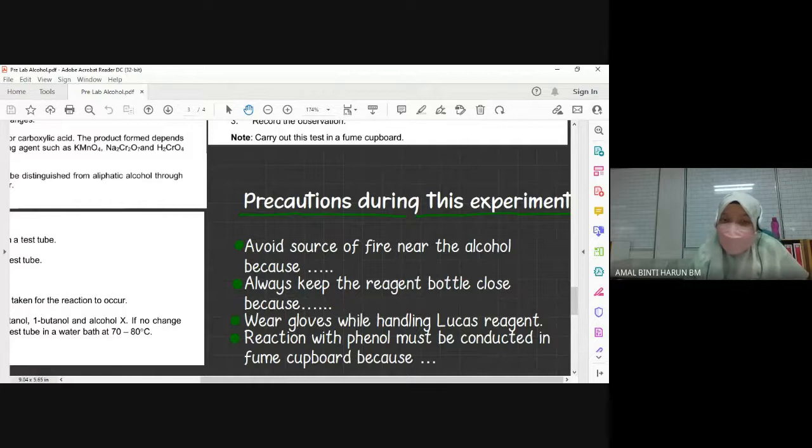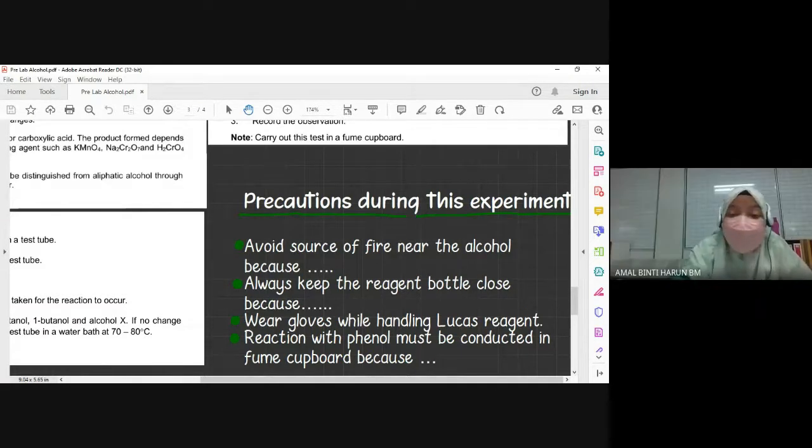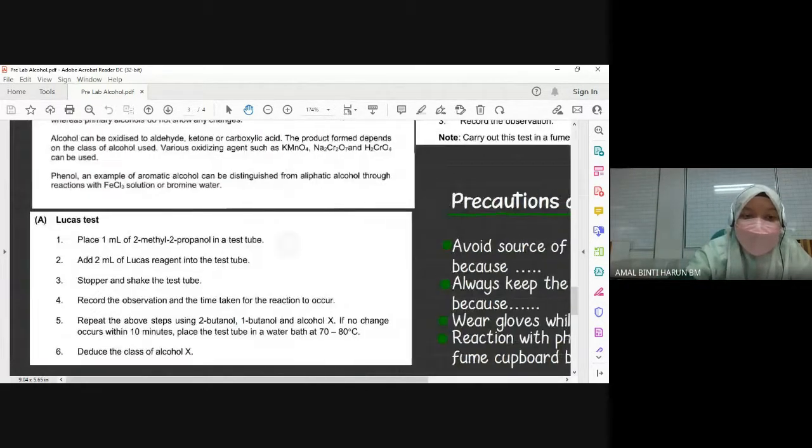Okay, number two, always keep the reagent bottle closed. Why is it? Why we need to keep the reagent bottle closed? Alcohol is easily evaporated. Sebab tu jangan buat dalam sink. Okay, number three, wear gloves while handling Lucas reagent. Mana yang Lucas lah kat sini. So daripada step number 1 until 6, dia tak cakap pun kena pakai glove kan, tapi glove is provided.